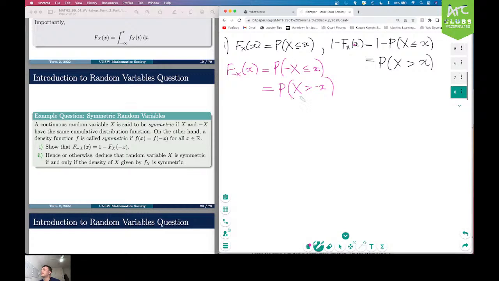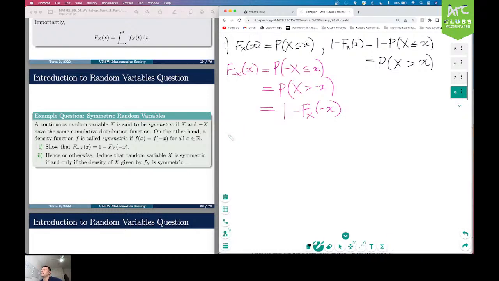And what you're going to see here is that this is equal to, well, exactly what we wanted, right? So 1 minus the cumulative distribution function for our random variable X at minus x. So that's the first part, just straight definitions, nothing really too complicated there.